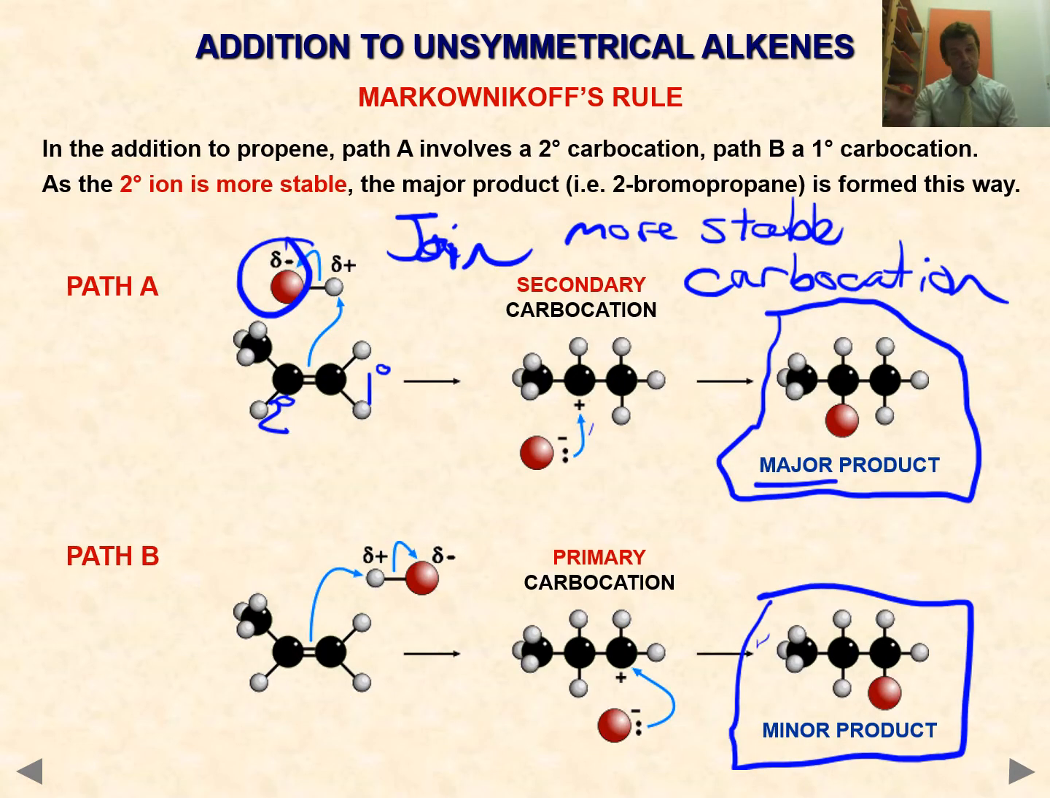So then the way that we can actually see how this happens is the future functional group, so in this case the bromine, is going to join, oh, that's not how you spell join. This is going to join, it's going to add, oh my goodness, my spelling, the more stable carbocation.